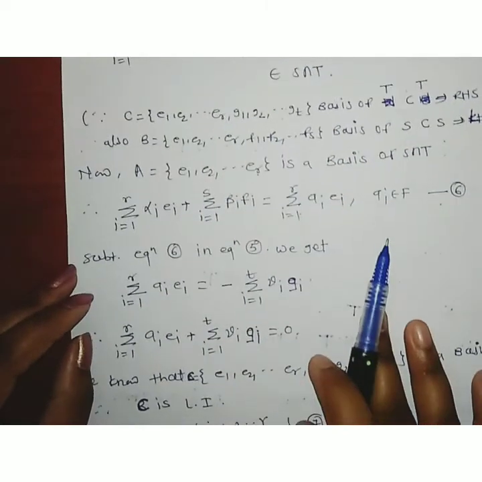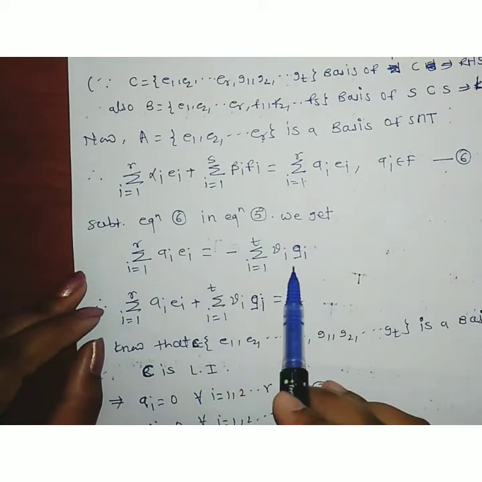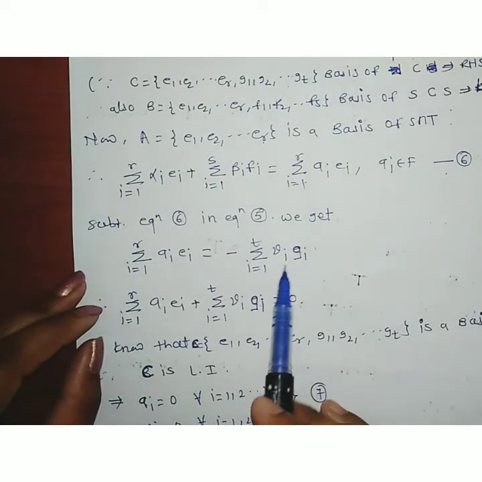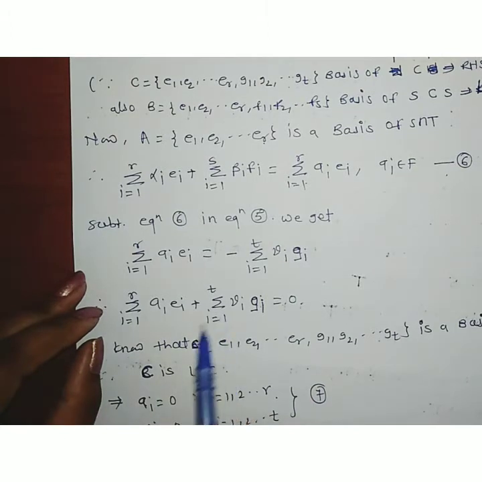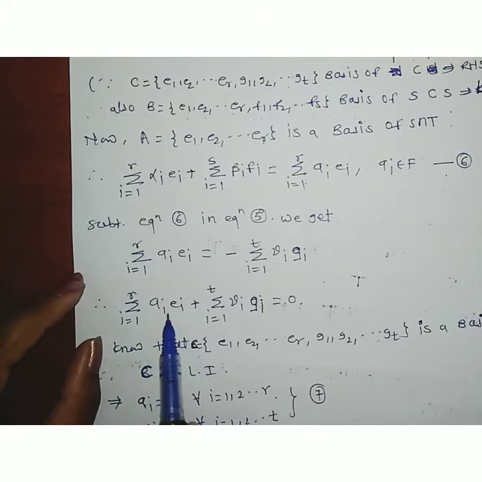Okay, now here there is a minus sign. Therefore, when we take it to the left hand side, it should be positive. Therefore, it is equal to the summation, i running from 1 to r, of ai ei plus the summation, i running from 1 to t, of gamma i gi, which is equal to 0.